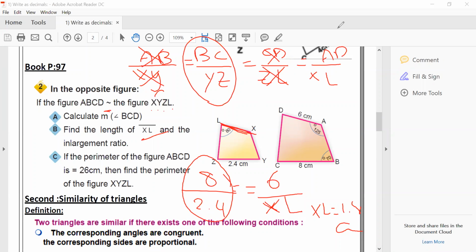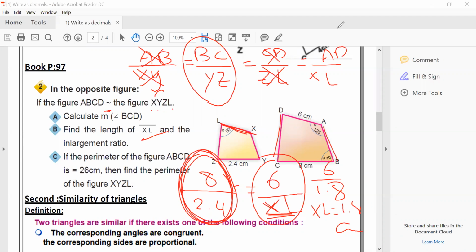Okay, you put it on the calculator, you don't need to think. This is the ratio of enlargement. We said, or 6/1.8, any of them are the same. 6/1.8 after getting XL is equal to 8/2.4, and it will be equal to the other sides if I have them, but I don't have them here.